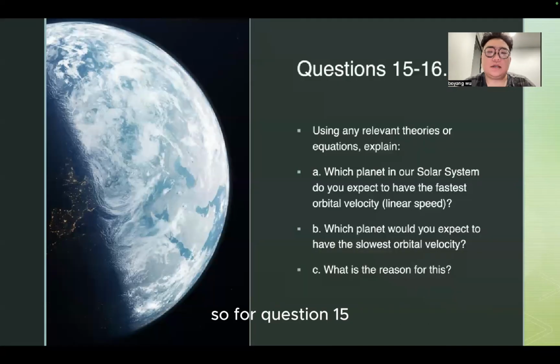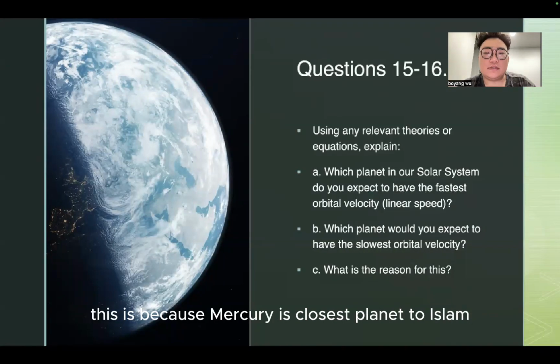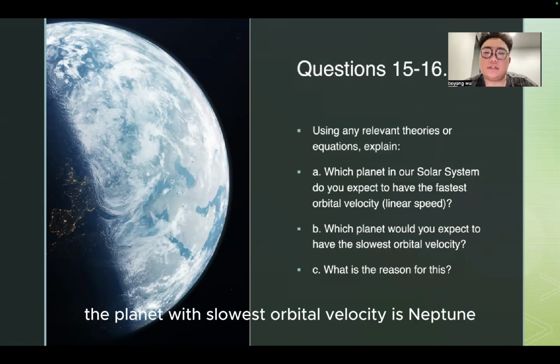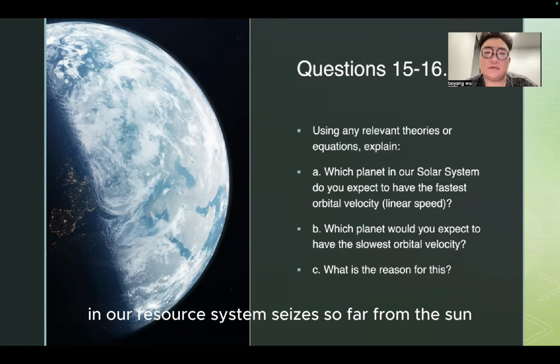So for question 15, the planet with the fastest orbital velocity is Mercury. This is because Mercury is the closest planet to the Sun, and planets that orbit closer to the Sun travel faster. For question B, the planet with the slowest orbital velocity is Neptune, the farthest recognized planet from the Sun in our solar system. Since it's so far from the Sun, it travels more slowly along its orbit.